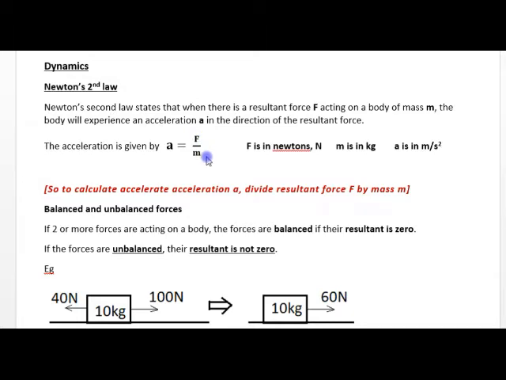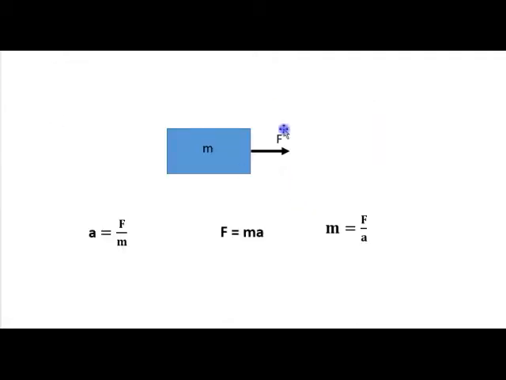So what this means is, if there is a resultant force F acting on a body, here we have a resultant force F and a body of mass m, then the body can accelerate in the direction of the force. And to calculate the acceleration, we take the resultant force and divide by the mass.